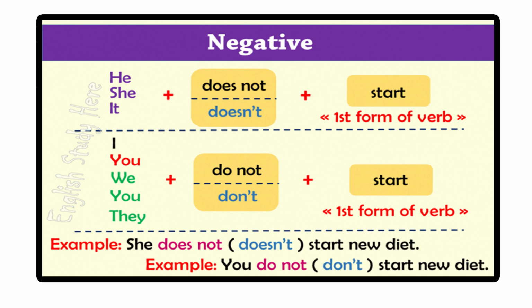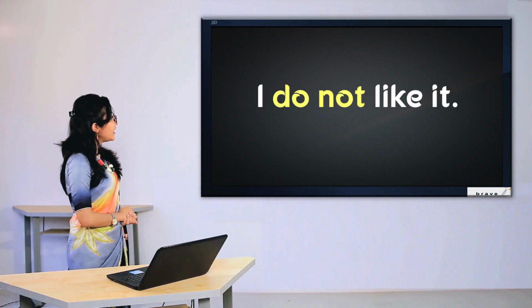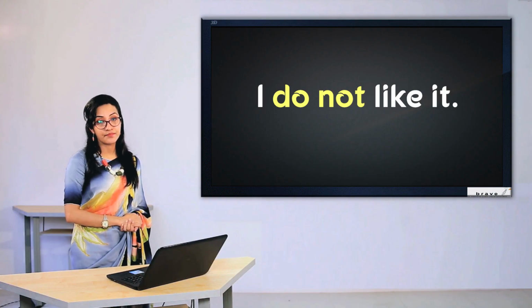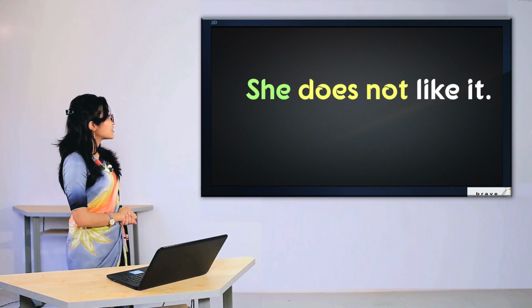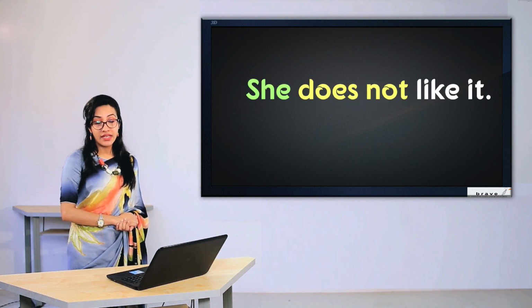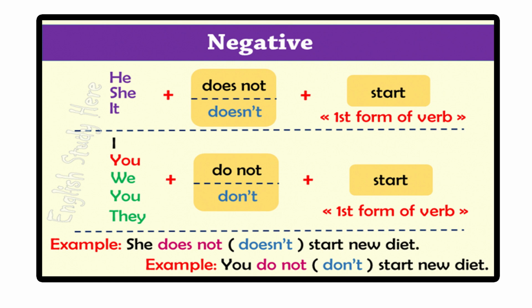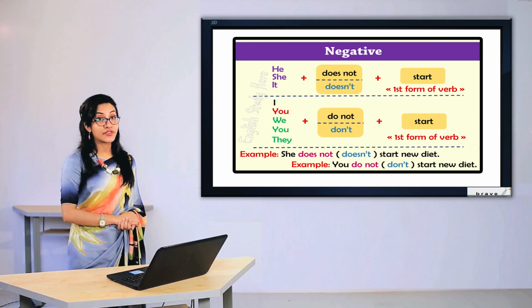The examples have been given here to clarify the thing. For example, I do not like it. Here the subject is first person. She does not like it. In the bracket, I have shown you the contraction form. As I have said before, do not forget to use the apostrophe if you are using the contraction or short form.